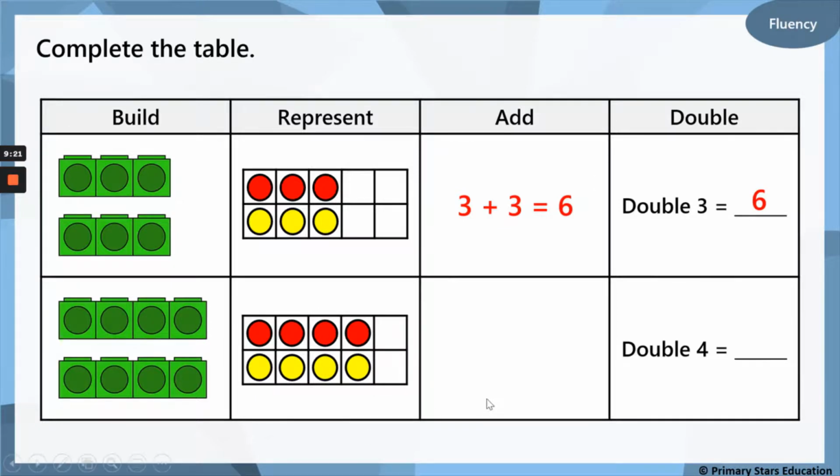Well done. So what will our math sentence say? 4 add 4 equals 8. Fantastic if you got that. So double 4 is 8. Double 4 equals 8.